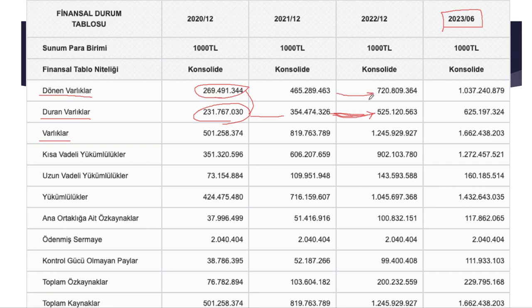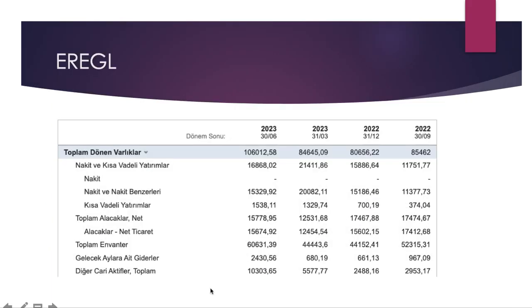There's a rapid increase. And then we have the yükümlülükler, which means the liabilities. These are short-term liabilities, long-term liabilities, and then the total liabilities. Then we have the equity items, like common stock, and the total equity is given here. Okay, it's just an example for our domestic market.